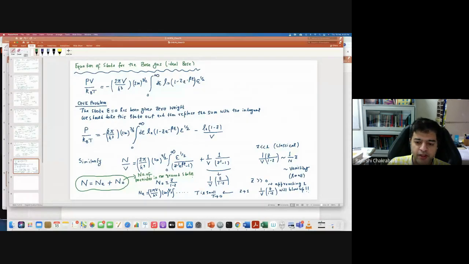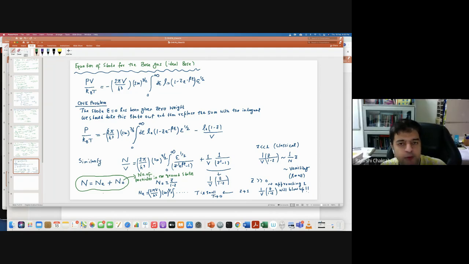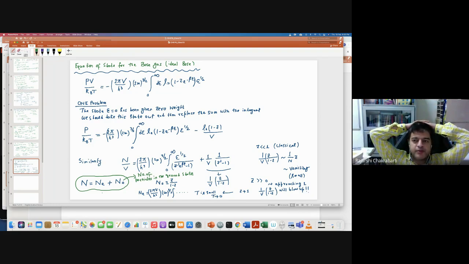But now if I decrease my temperature, what is going to happen? Can you see from here? Something strange is happening here. When temperature is large, this term is negligibly small, isn't it? So the main contribution comes from the excited state, no? Population in the excited state, not the ground state.